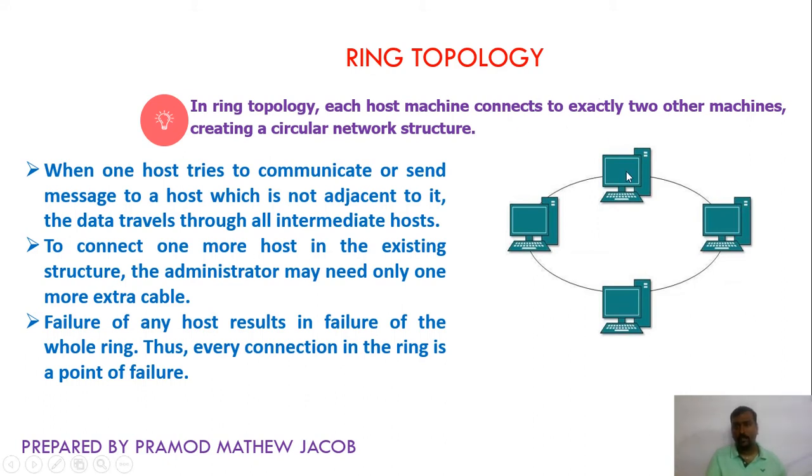So if this particular computer wants to send data to this computer, it will transmit either this way or this way. So if this computer wants to send data to this computer, then the data will pass through this computer also and this computer also, in a circular manner. So the data will travel through all the intermediate hosts in that particular network. It is easier to connect one more device in this network by using an extra cable. It is not a difficult task to add more computers in this ring topology network.